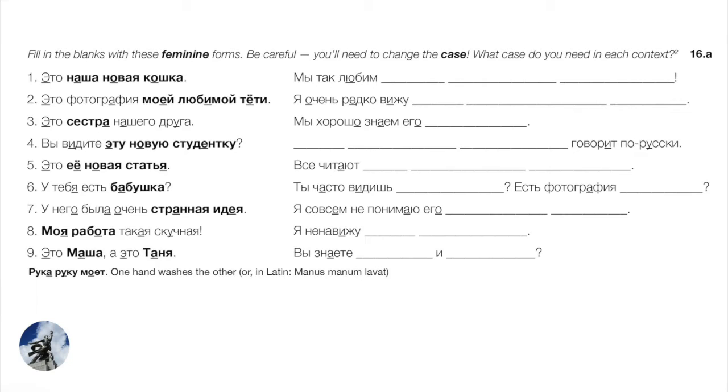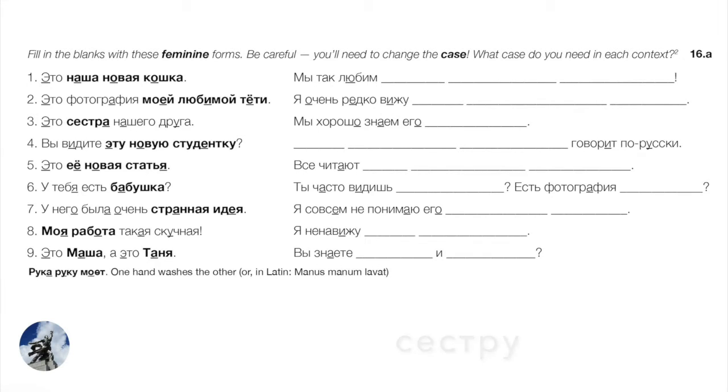Okay, that's in the nominative, of course, right? This is the sister of our friend. Мы хорошо знаем его blank. We well know his blank. So we know his sister well, is what we're trying to say. So we need the accusative. Мы хорошо знаем его сестру.